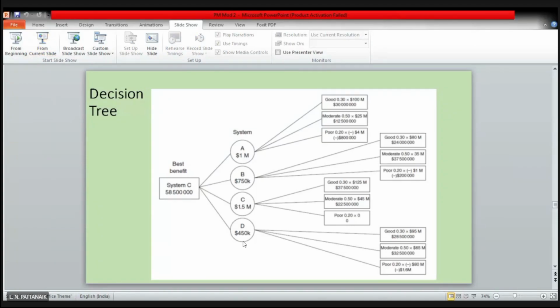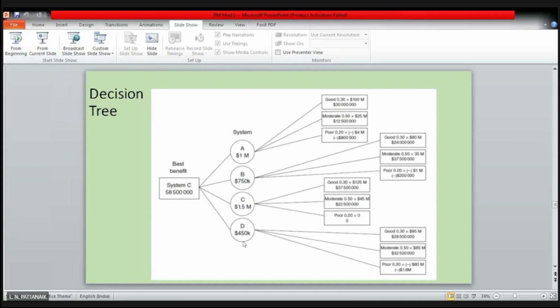All right. So take some time to understand what it's actually doing. Forget about this left-hand side, best benefit system C. That will come at the end. You begin with this system, below which there are 4 systems, A, B, C, D, 4 circles, and the initial investment is mentioned below that, $1 million and all that. Now this system A can have three states: good, moderate, poor, and that is for all the systems. Maybe for some system it will not be 3, but in this case they are all 3.